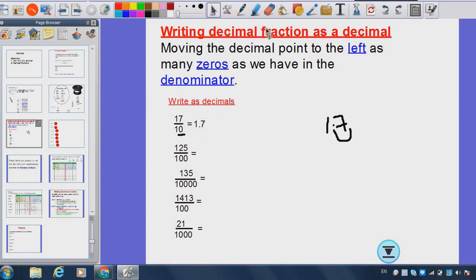Okay. Second one, 125 over 100. So I am going to put the decimal point here, right to the ones digit, and I am going to move it 2 digits to the left because I have 2 zeros. So 1 and 2, it will be here. So 1.25.